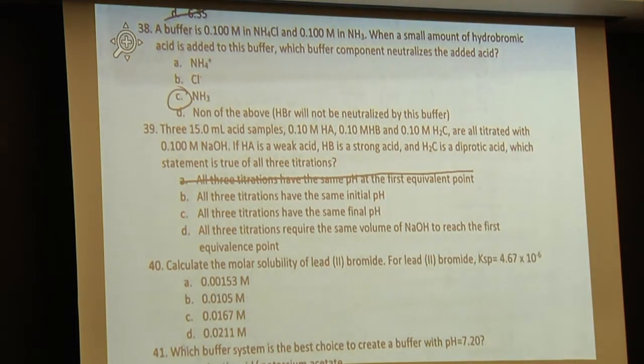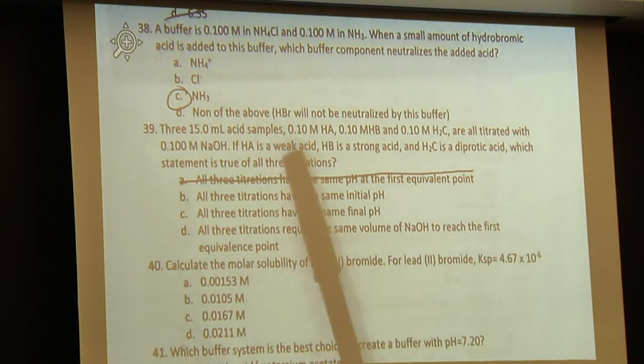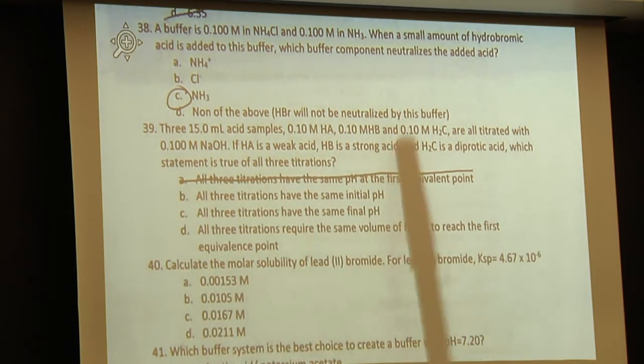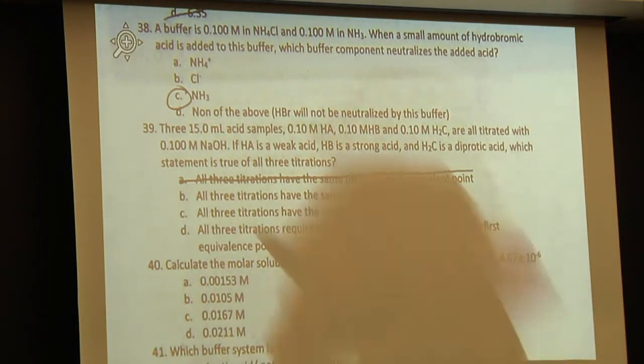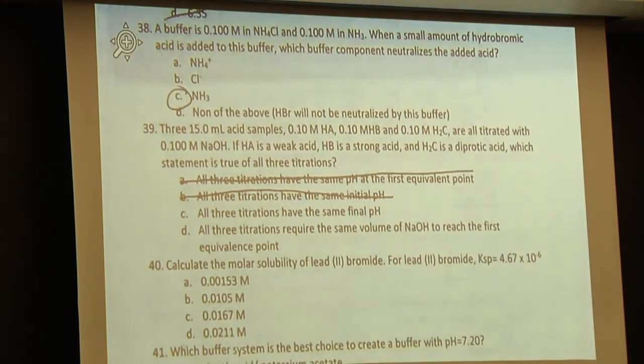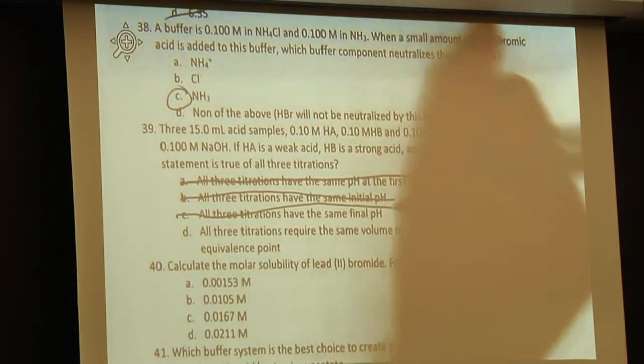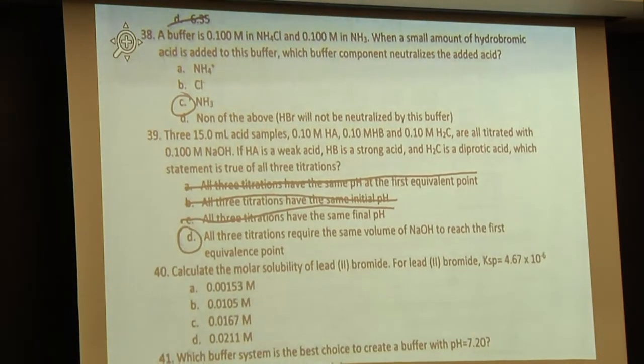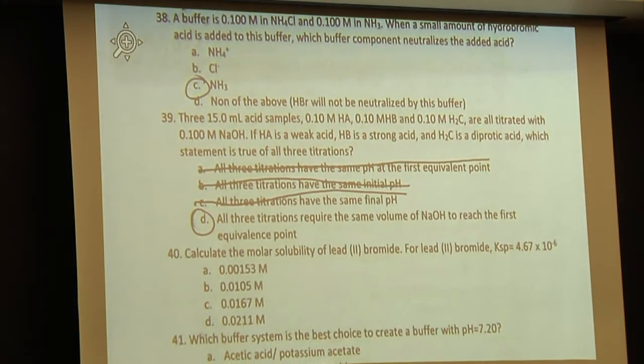They won't all have the same initial pH, because a weak acid and a strong acid won't have the same pH. And the final pH, if you went back to the graph or the drawing, they won't have the same final pH, but they will all require the same volume of NaOH to reach the first equivalence point, because what is the definition of equivalence point? Equal moles of acid and equal moles of base. So the answer would be D for 39.